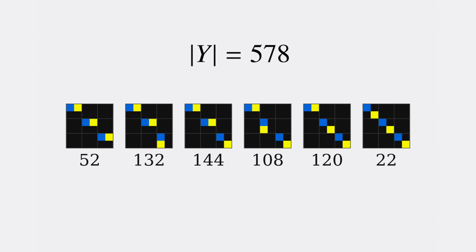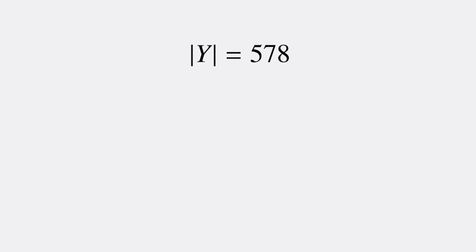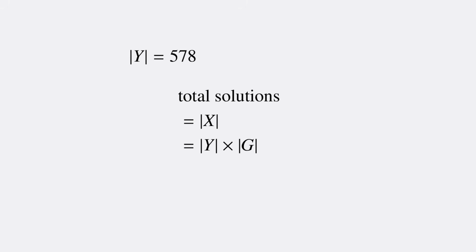Recall that this is the number of elements of Y, and to get the number of elements of our solution space X, we need to multiply by 4,608, which means, finally, the total number of solutions is 2,663,424.